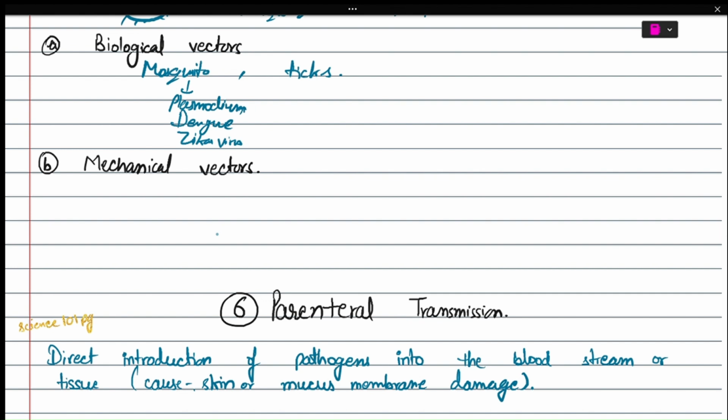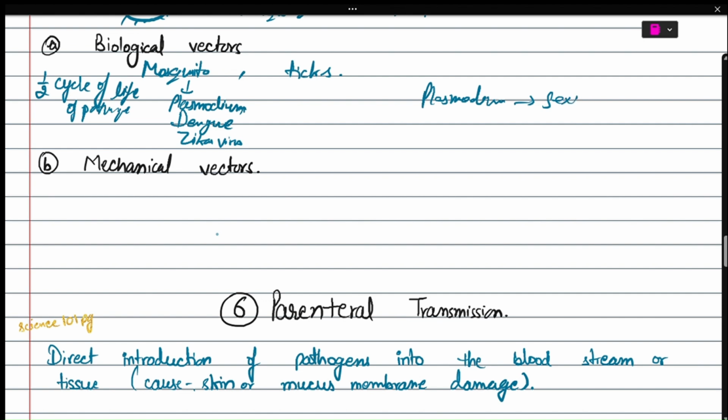Okay, but in case of this biological vector, half of the life cycle of the pathogen is completed inside the vector. Like in case of Plasmodium, the sexual phase of its life cycle is completed inside mosquito, but the asexual phase is completed inside humans. So you can say that they need both mosquito and humans in order to complete their life cycle.